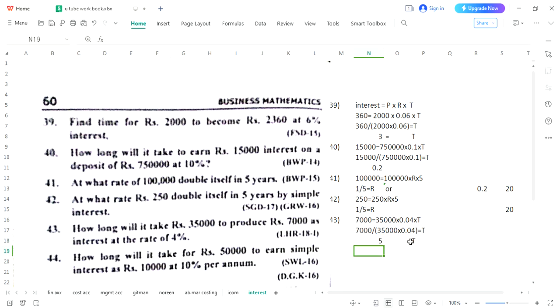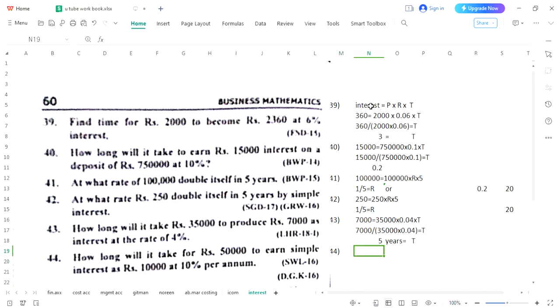So time is 5 years. You may write it as years. We have got time 5 years. 43rd question has been completed. Now what 44 is saying, let's see.